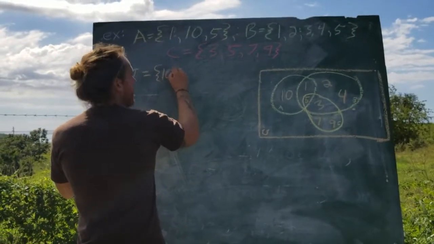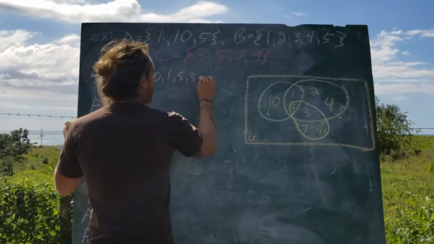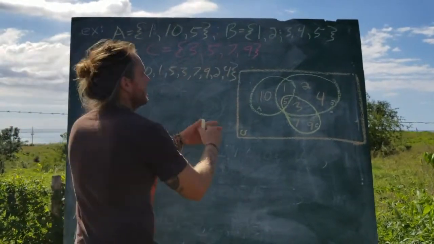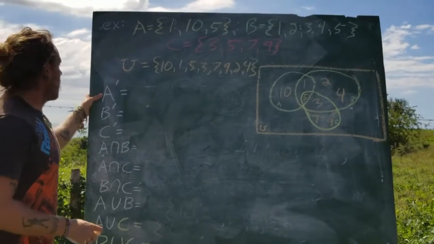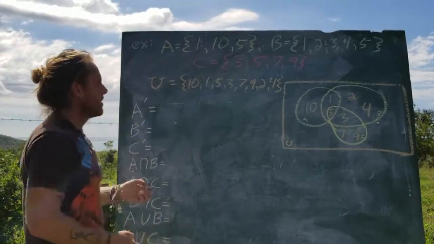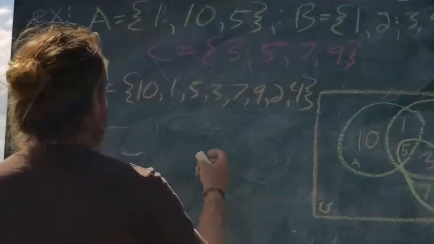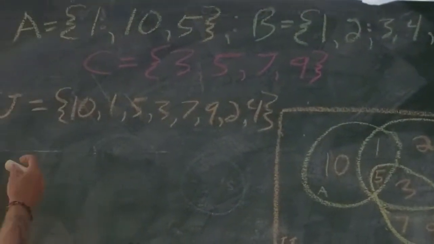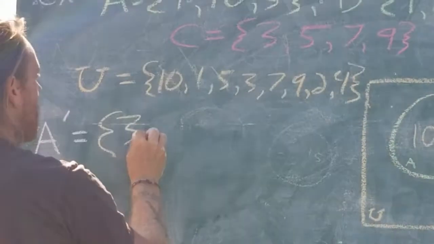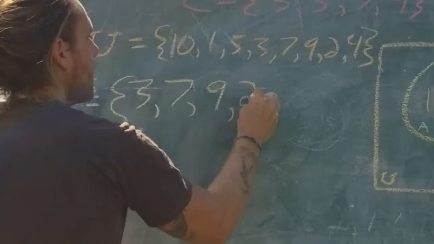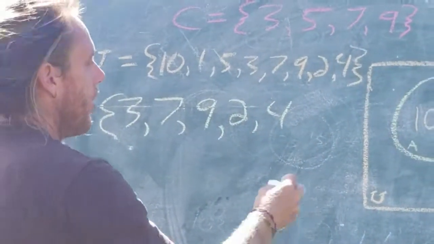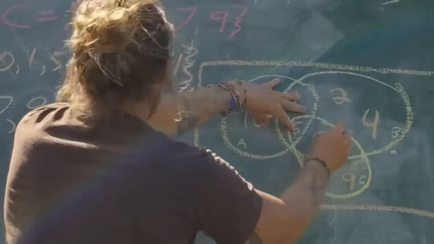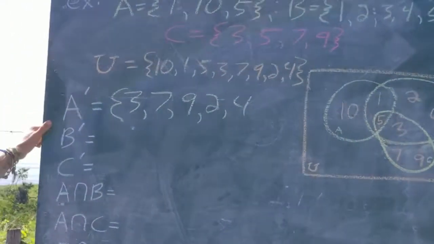We have the elements 10, 1, 5, 3, 7, 9, 2, and 4. Of course, we see that here with all the elements under discussion. So the complement of A would be everything in the universal set but not the elements of A. So what are the elements of A? 10, 1, and 5, or everything under discussion not in A. So that would leave the elements 3, 7, 9, 2, and 4. And again, we can observe that all the elements in the universal set, without those in A, includes 2, 4, 3, 7, and 9. Excellent. So that's the complement of A.